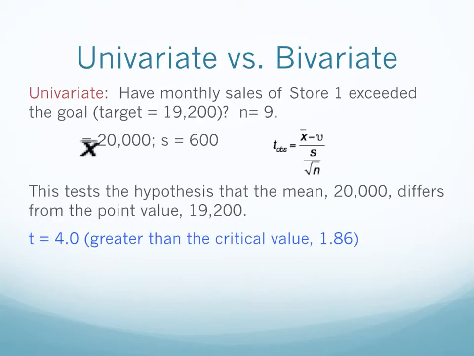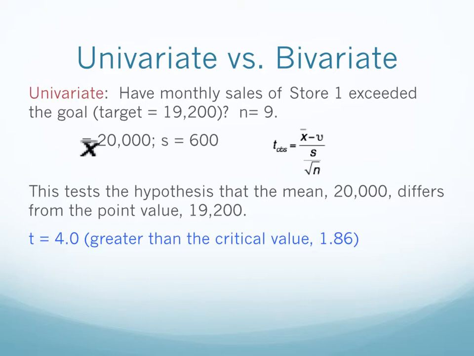So let me illustrate that bivariate t-test with a problem. First setting it up as a univariate question: have monthly sales of store 1 exceeded the goal? The goal is 19,200, and we've got 9 observations. And across those 9 observations, we observe an average of 20,000 with a standard deviation of 600.